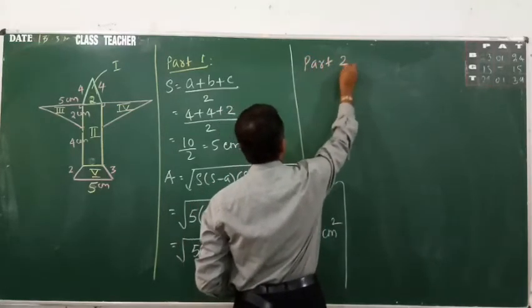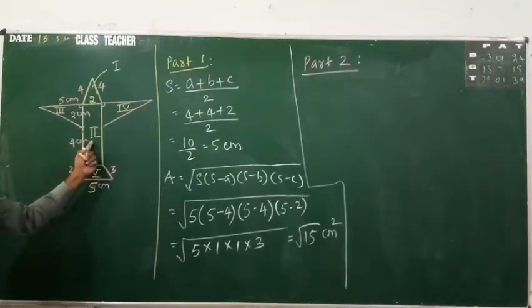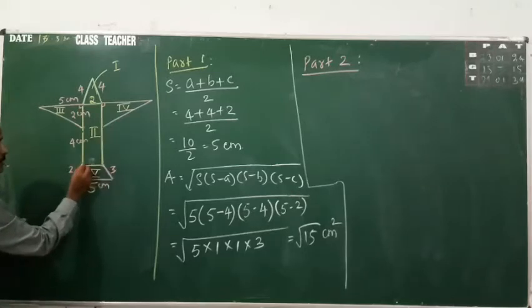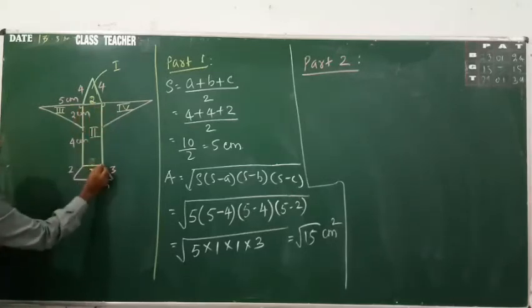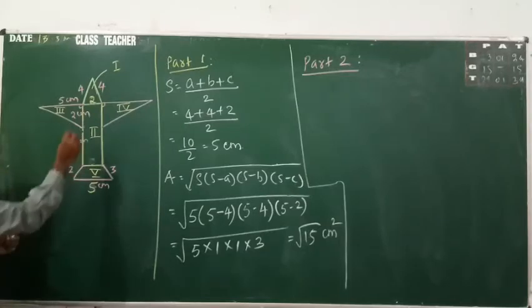Part 2. Second part is this one. This is very simple. This is rectangular in shape, and the area of this is equal to length into breadth.